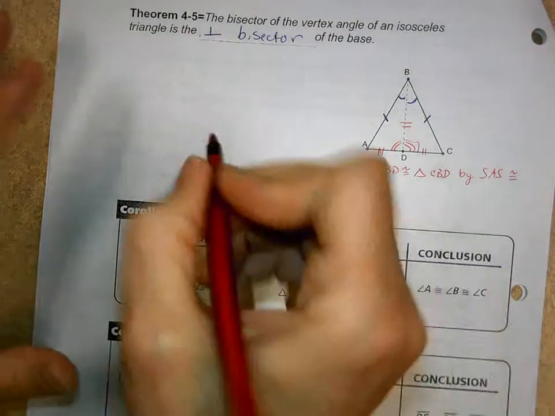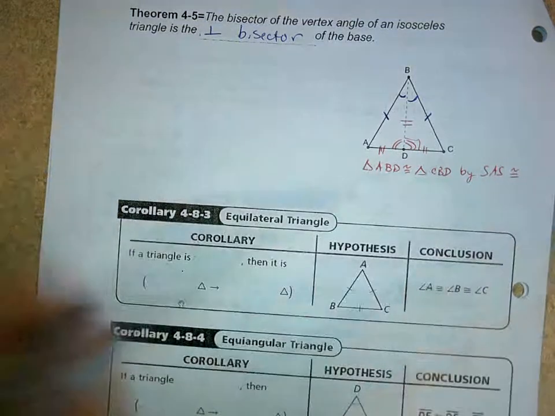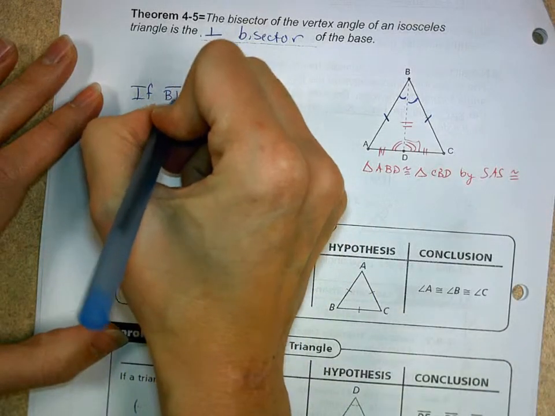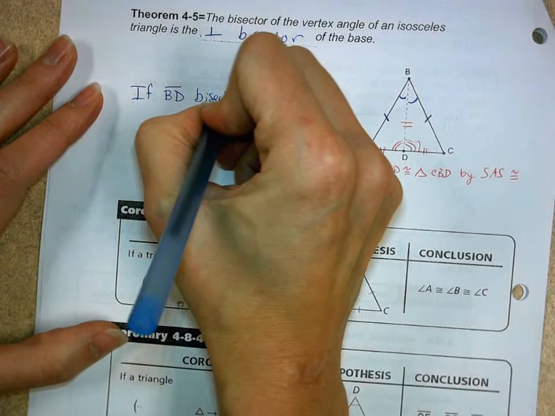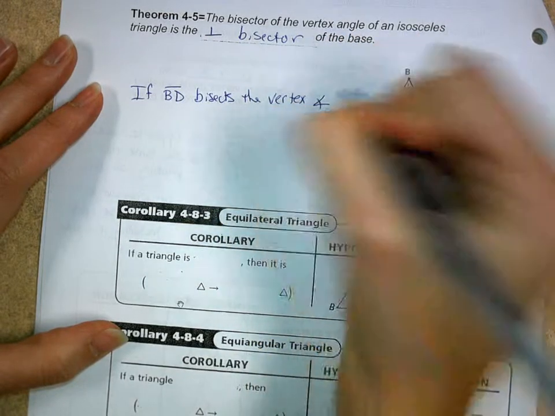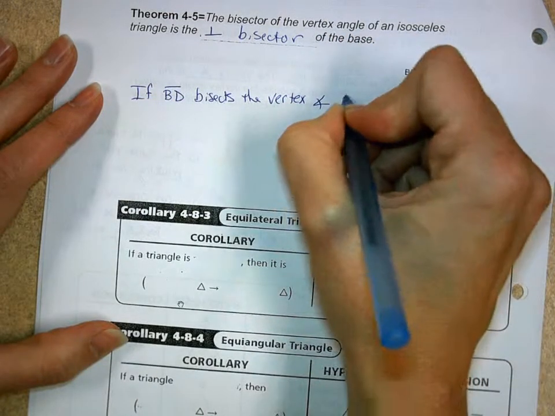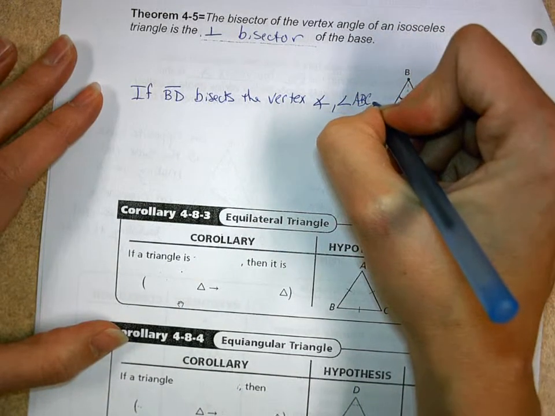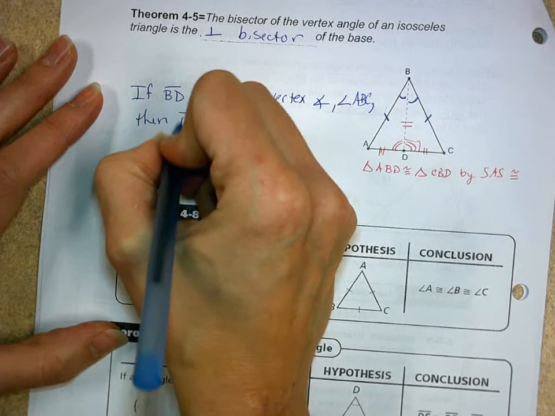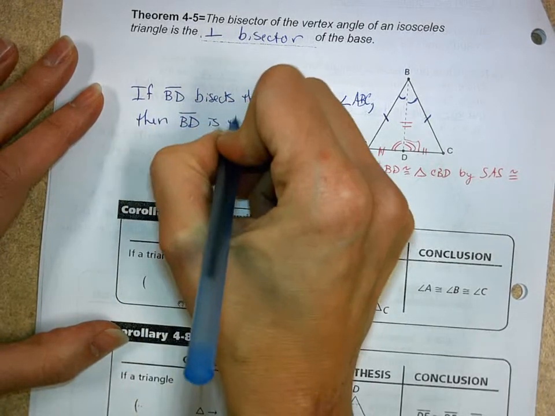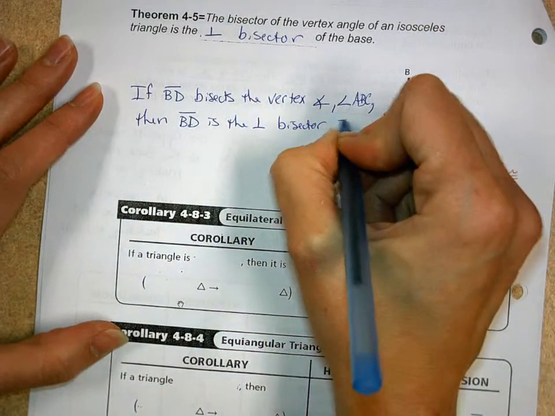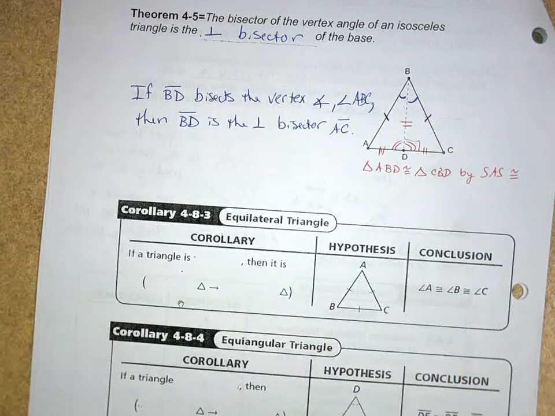So here's what we need to think. Surely, think of it like this: if segment BD bisects the vertex angle ABC, then segment BD is the perpendicular bisector of the base, which would be segment AC. So that's kind of the understanding behind this.